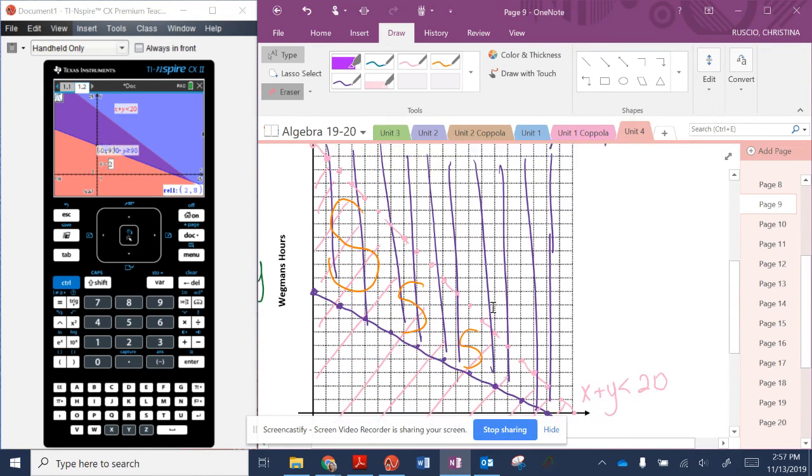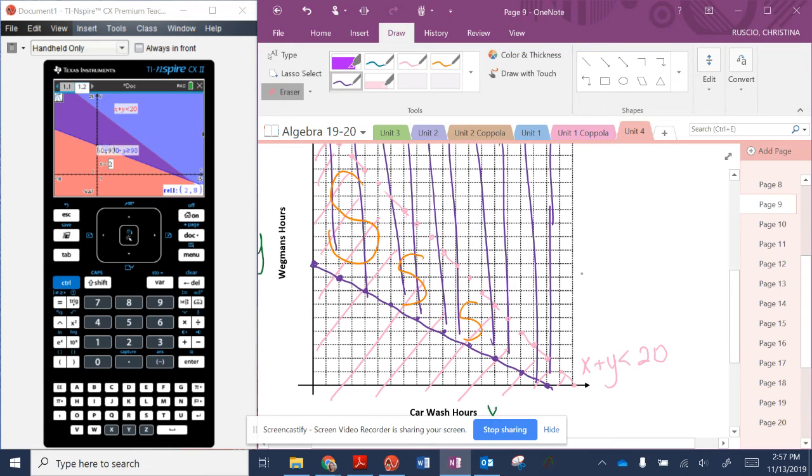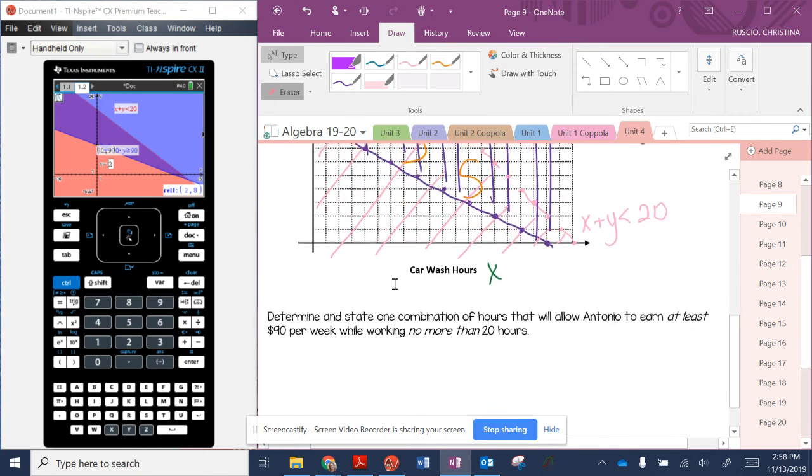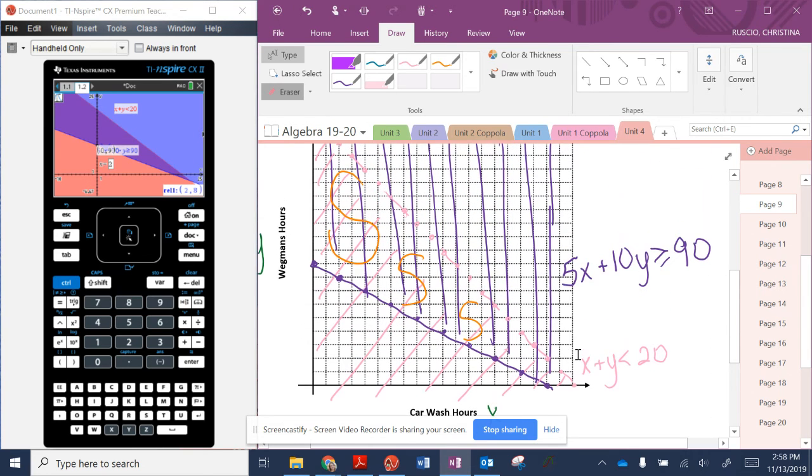Did I label this? Oh my gosh, I didn't even label my purple inequality. Shame on me. Let's label it. 5x plus 10y has to be greater than or equal to 90. Okay, no arrows, shading, solid line that looks wavy even though it should be straight, and I feel like we're looking good. Let's read. Determine and state one combination of hours that will let him earn at least $90 per week while working no more than 20 hours.